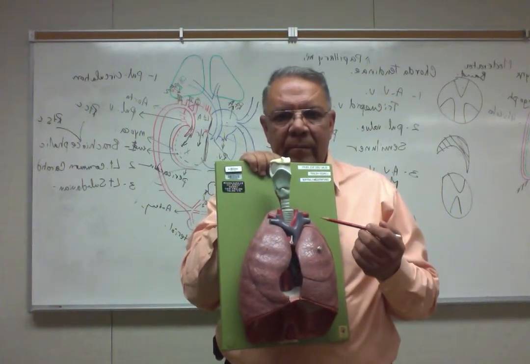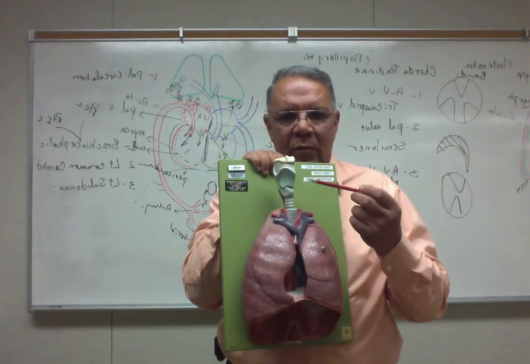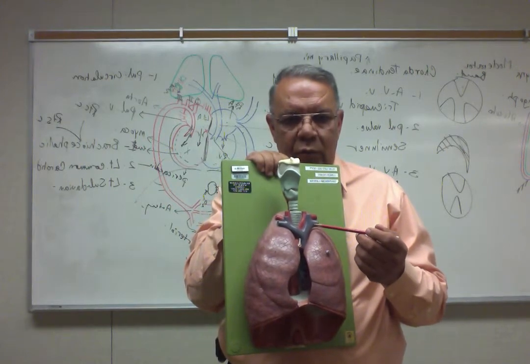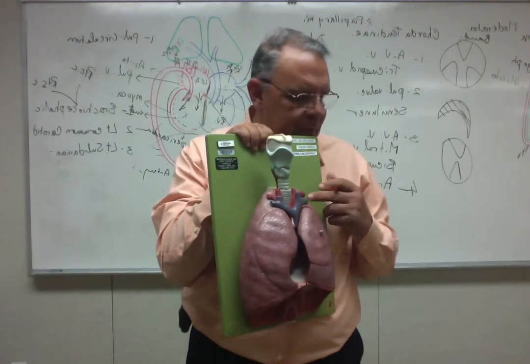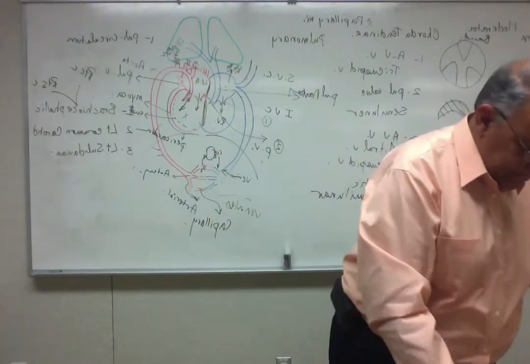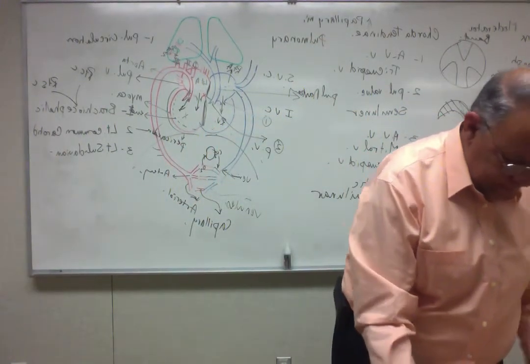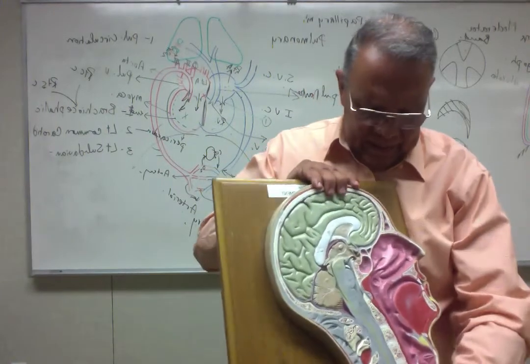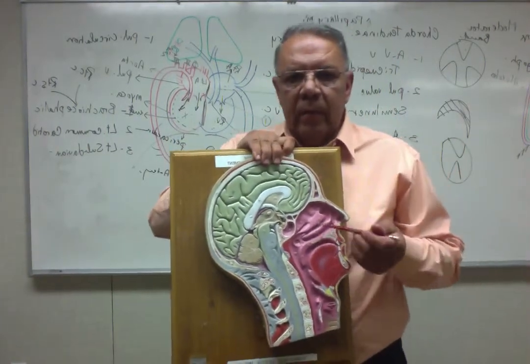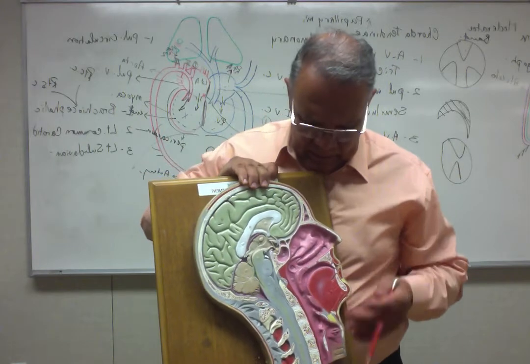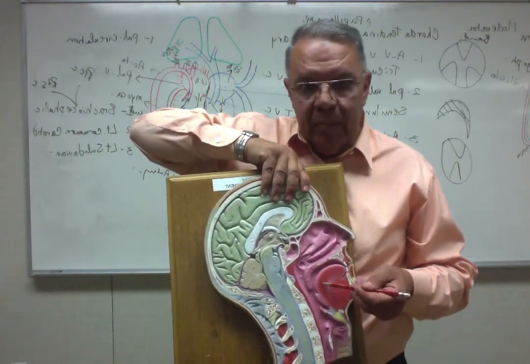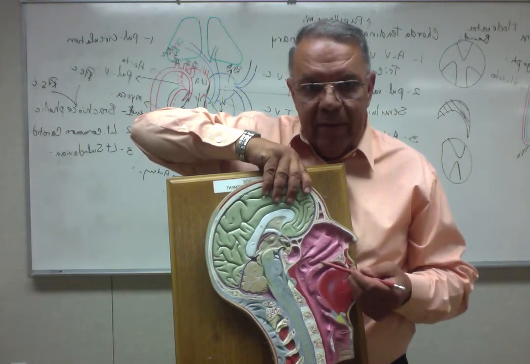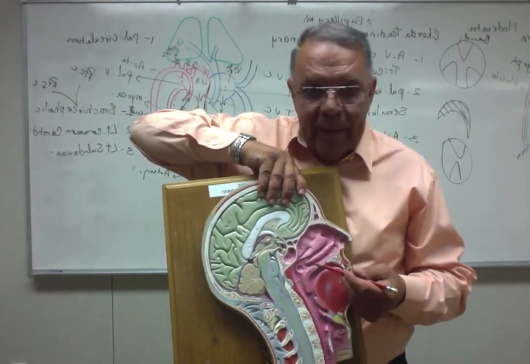The respiratory system has some conducting organs or tubes and some organs. The respiratory system starts by the nose, so that is your nose. The nose has a floor, which at the same time is the roof of your mouth cavity. This is called the palate.